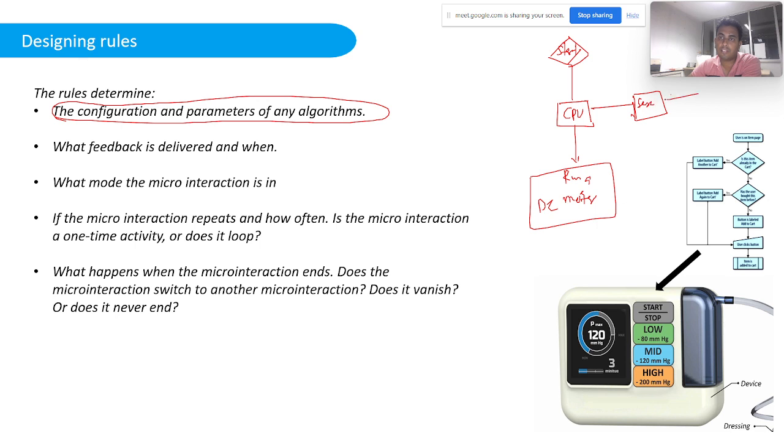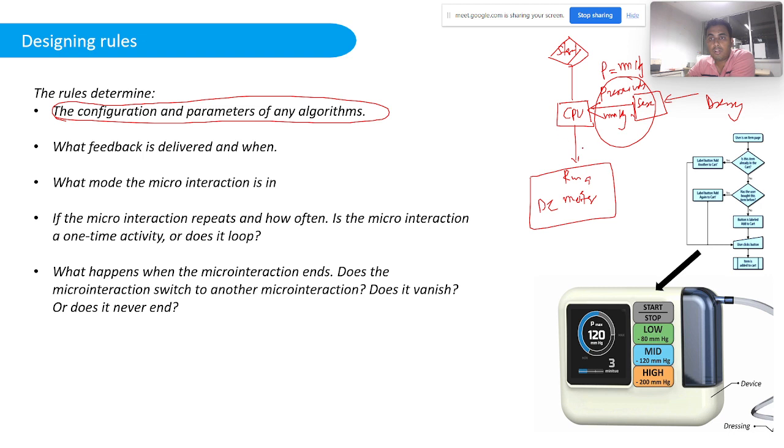The sensor takes information from the real world, which is from the dressing. And then it will tell the CPU, okay, this is the pressure value. The pressure value is now in mmHg. Now this is a parameter. Pressure value is a parameter. P value, unit is mmHg.